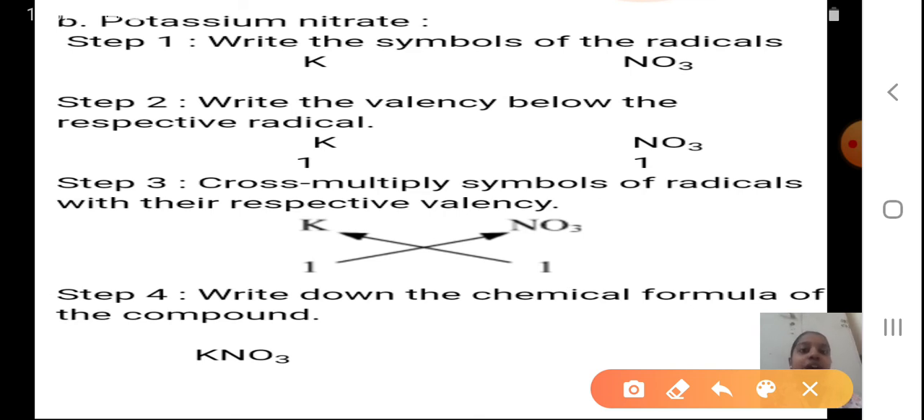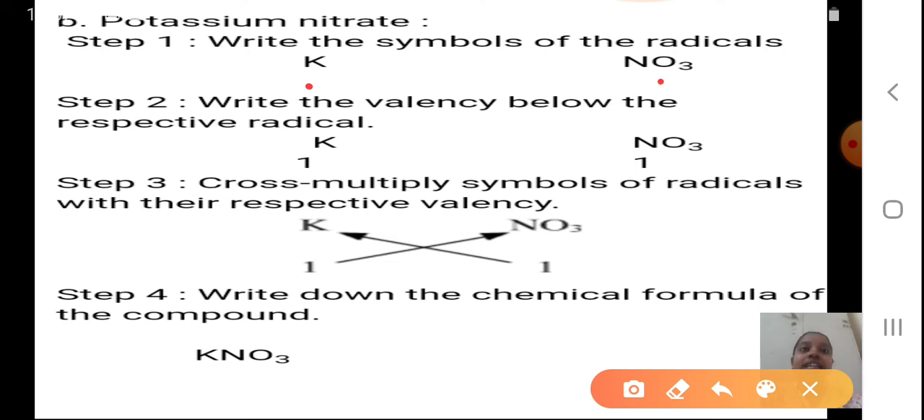Molecular masses especially you can deduce. This is your chemical formula. Now this is step 1: write the symbols of the radicals. We have 4 steps to see. The first step is to write the symbols. I have written the symbols: K is potassium, and NO3 is nitrate.